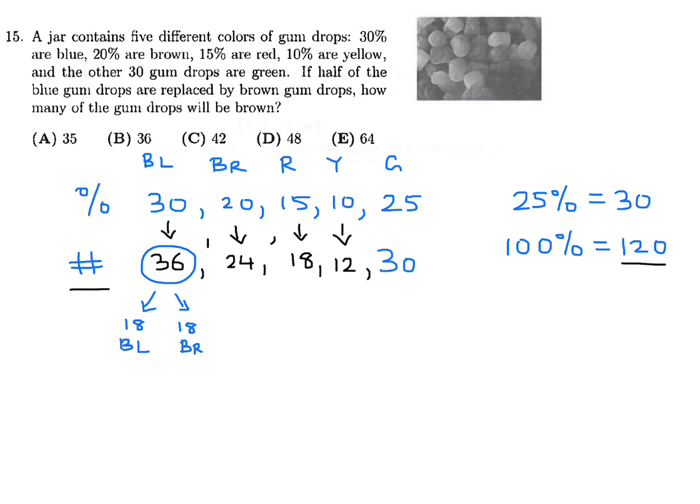Okay, so now we have 24 plus an additional 18. So 24 plus 18 equals the total number of brown gumdrops now after this replacement. So what's that? 42? Yeah. So number 15, the answer is C.